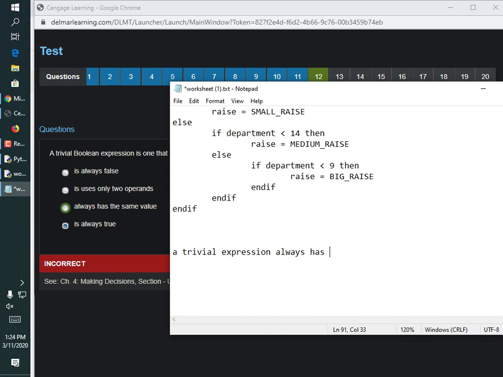Here's a trivial expression. X is equal to 0 times Y. Well, X is always equal to 0, no matter what. X is equal to Y minus Y. Again, that always equals 0. Whatever. But logically, a trivial expression always has the same value. Meaning, it always evals to true or always evals to false.